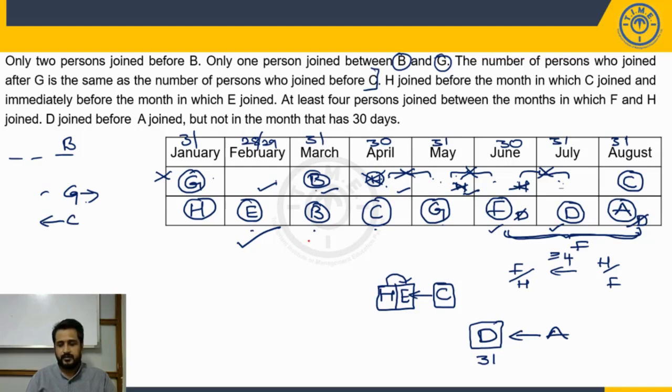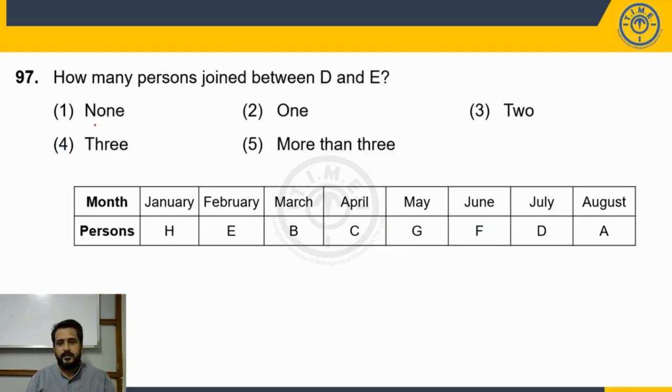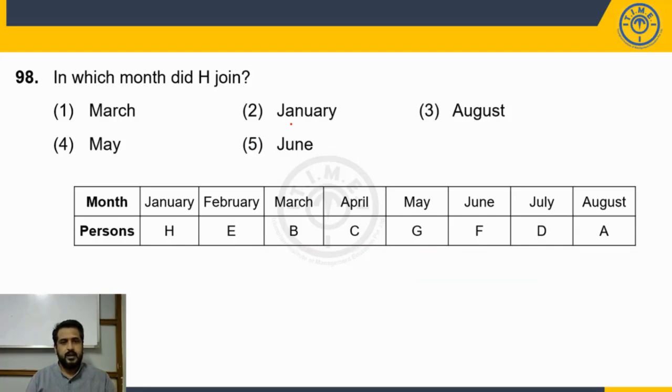Okay, now let's answer the questions. Who joined in June? F. Choice 4. How many persons joined between D and E? Between D and E, how many people are there? 1, 2, 3, 4 people. So more than 3. Choice 5. In which month did H join? H joined in the month of January. Choice 2.